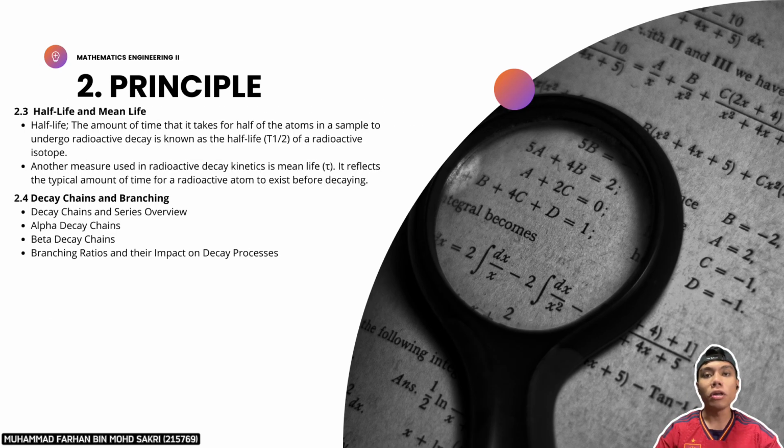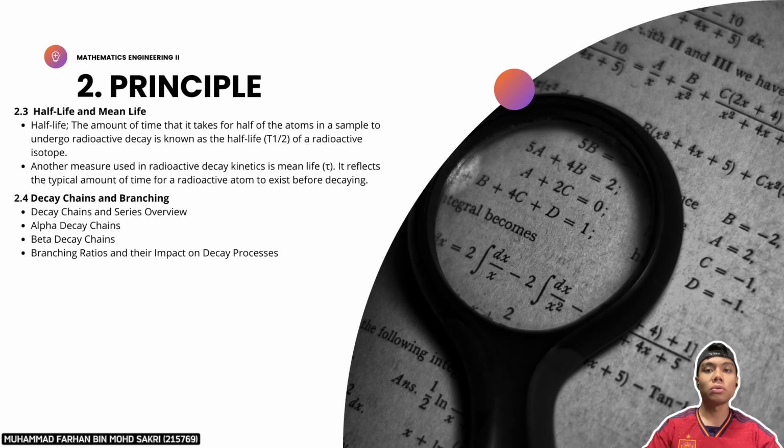Then 2.3, half-life and mean-life. Half-life is the amount of time it takes for half of the atoms in a sample to undergo radioactive decay. The relationship between the half-life and decay constant is T half = ln 2 / λ. Another measure used in radioactive decay kinetics is mean life. It reflects the typical amount of time for a radioactive atom to exist before decay. Decay constant and mean life are connected as follows: τ = 1/λ.